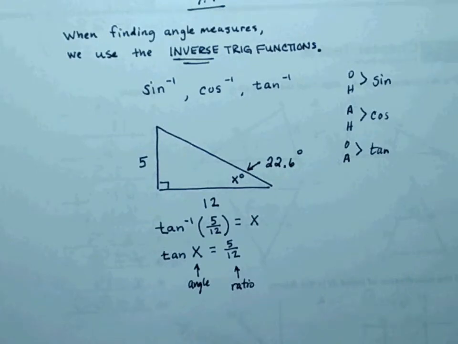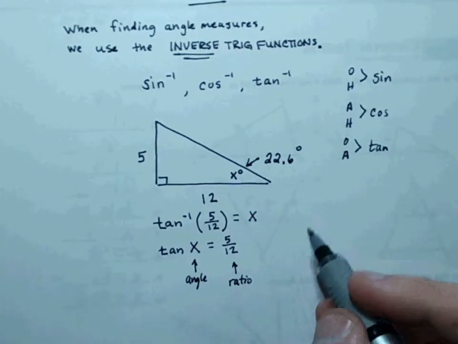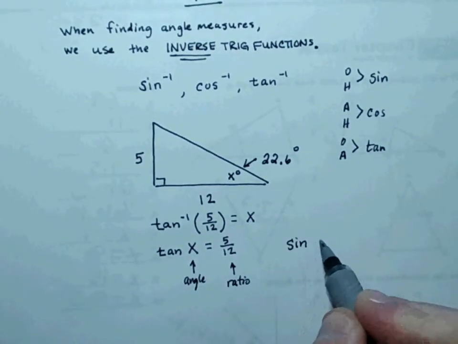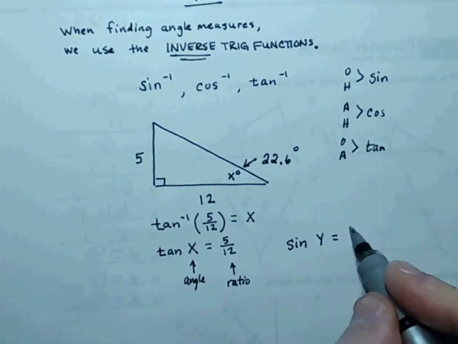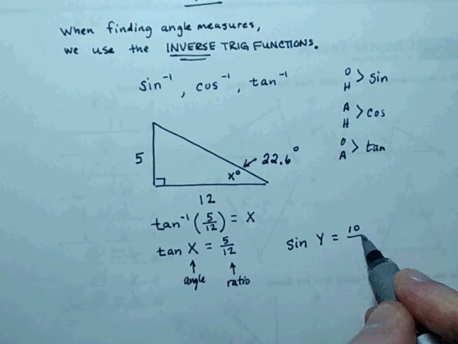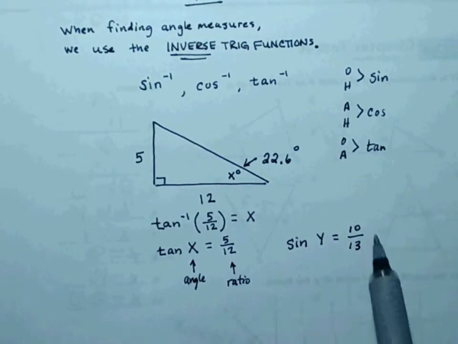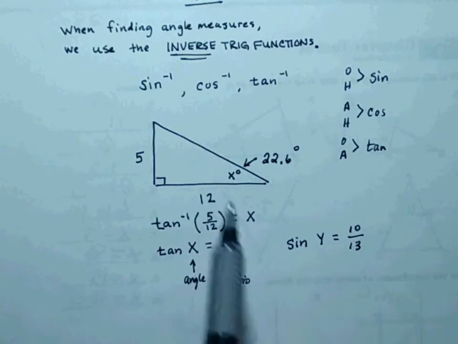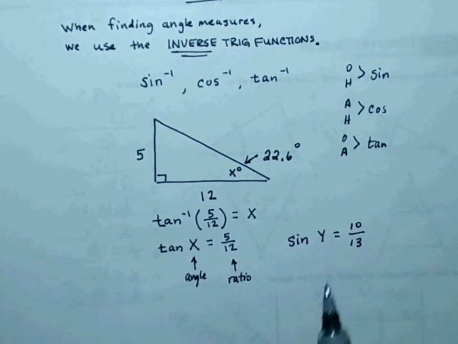Alright? That's it. Now, sometimes you may not be given a triangle. It may just say the sine of, let's say, y equals 10 over 13. This is just made up. It has nothing to do with that triangle. But let's say that you are asked to find the measure of y.